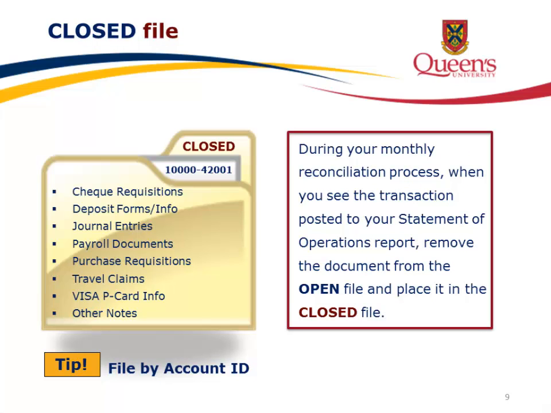During your monthly reconciliation process, when you see the transaction posted to your Statement of Operations report, remove the document from the open file and place it in the closed file. The same tip applies. Be sure to file by account ID.